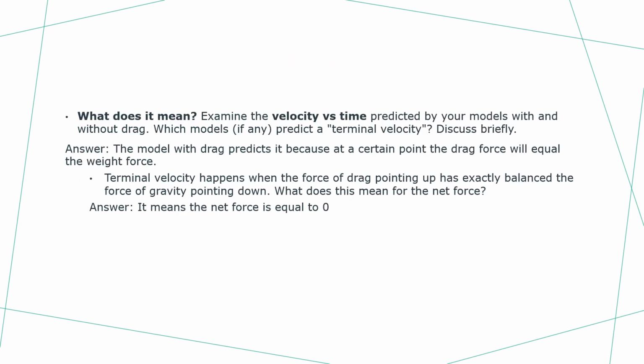What does it mean? Terminal velocity. The model with drag predicts it because at a certain point, the drag force will equal the weight force. And then net force will be 0 with terminal velocity because there is no acceleration.